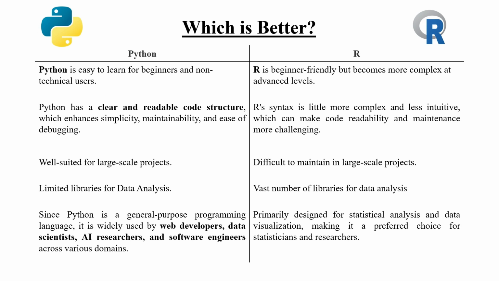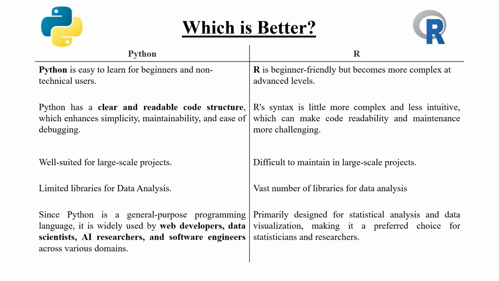Since Python is a general-purpose programming language, it is widely used by web developers, data scientists, AI researchers, and software engineers across various domains, whereas R is primarily designed for statistical analysis and data visualization, making it a preferred choice for statisticians and researchers. Both languages have their advantages, and the best choice depends on your goals.